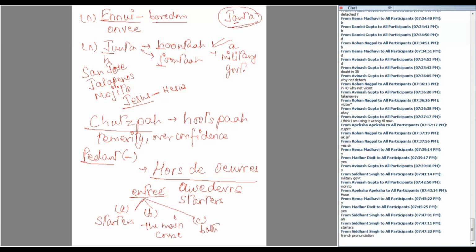Sometimes, many times, in fact, it's used for the main course also. And many times it is used for both the main course as well as the starters. When it is used for starters, then its synonym is hors d'oeuvres. It's not pronounced the way it is written. Okay, so just remember these things. Just remember these few things, and as and when we meet next, I will add on to what you already know. I will discuss other things as well.